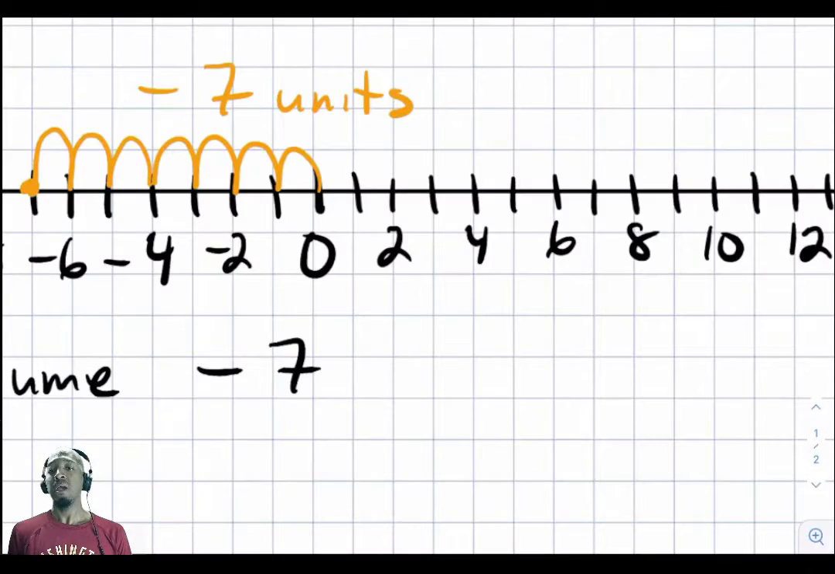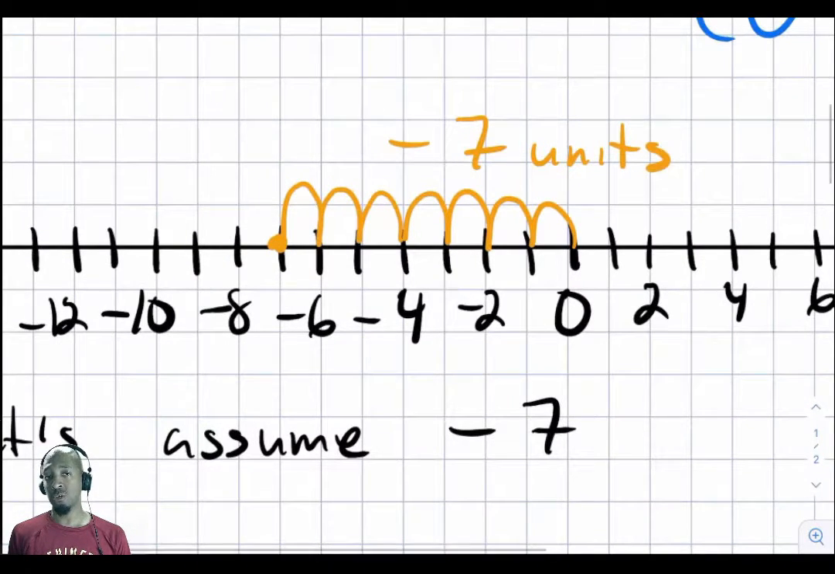All right. And again, you're starting from the origin. So you always start from 0. All right. And then you count how many units that you're going. Okay. In this case, 7. Negative told me I had to go to the left. All right.